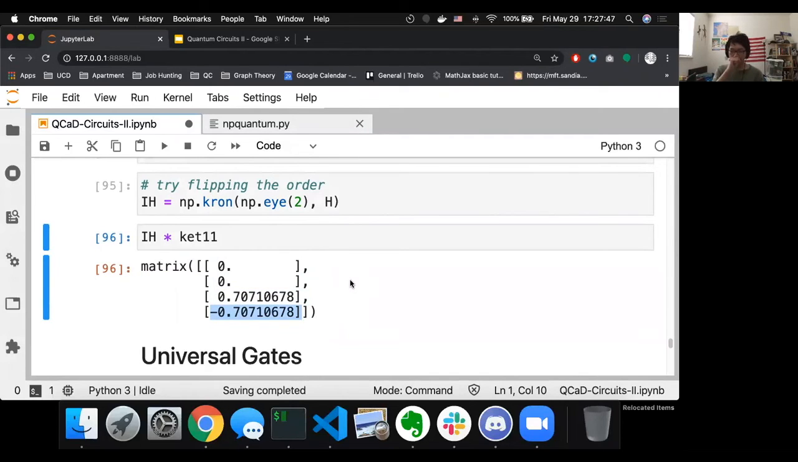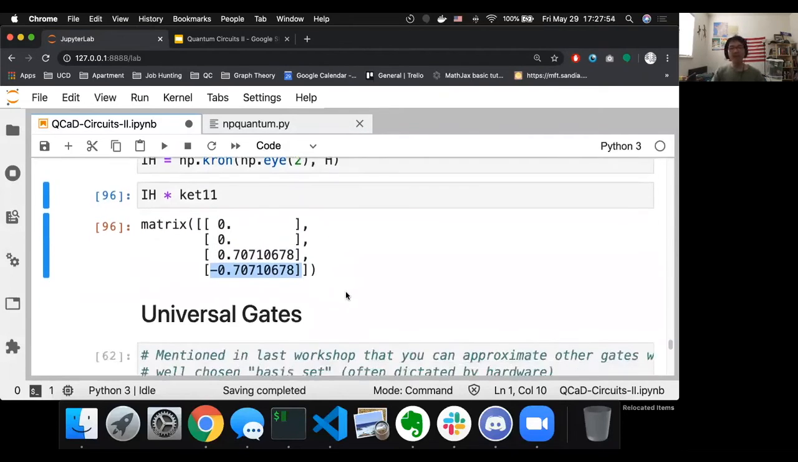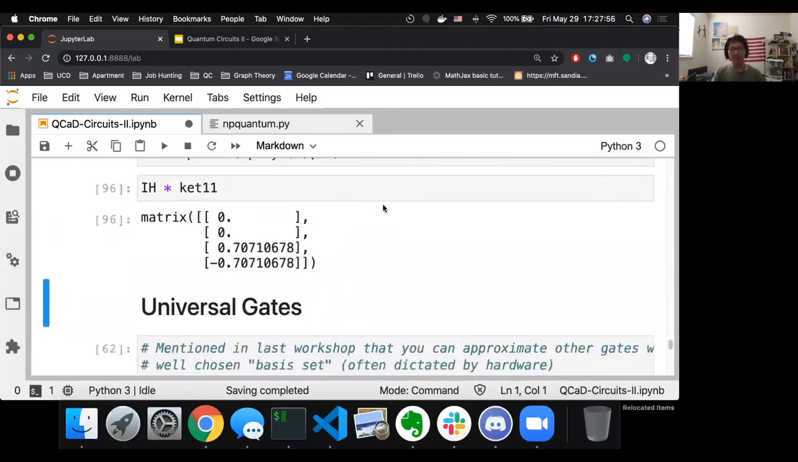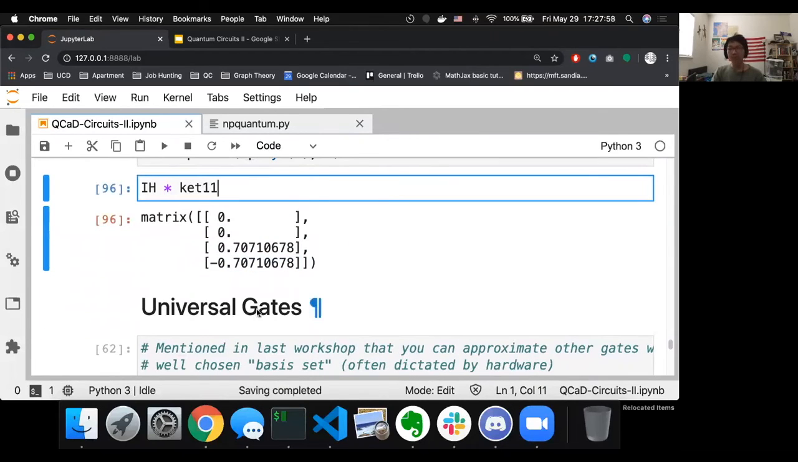So now we get on to the thing that I want to wrap up this workshop with, which is the universal gates.